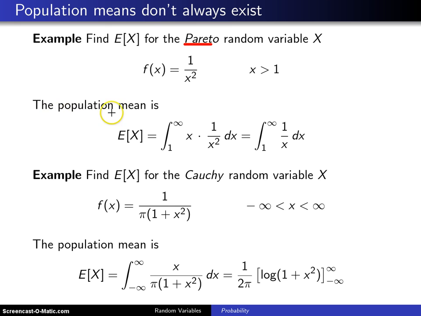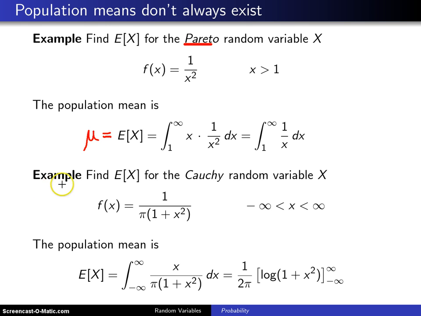Well, to find its population mean or expected value of x, and that is of course mu, expected value of x, you will integrate from 1 to infinity. That is, integrate over the support of x times f of x dx, and this works out to the integral from 1 to infinity of 1 over x dx. You recognize this from calculus as something that diverges, which means that in this case we do not have a population mean or an expected value for this distribution.